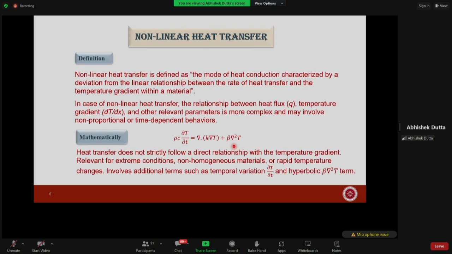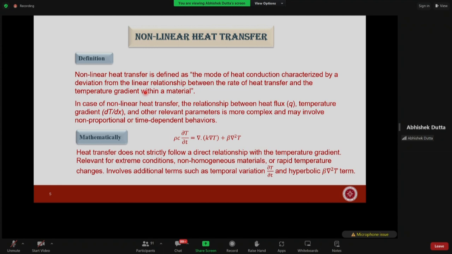Now then, what is nonlinear? Obviously, when the linear comes, you come up with that second question: what is nonlinear? And nonlinear, as I have mentioned here, is the mode of heat conduction characterized by a deviation from the linear relation between the heat transfer and the temperature gradient.